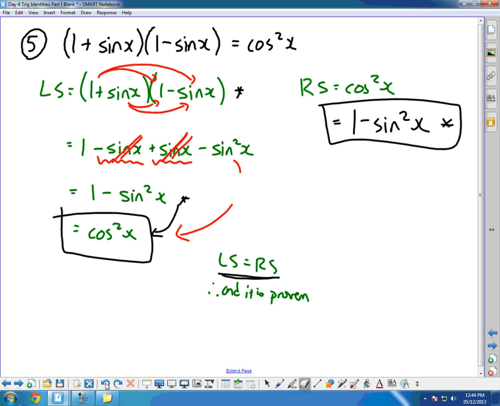Or maybe I come along and say, oh, I didn't need to do that. I'll get rid of this. Now the left side equals the right side. Okay?